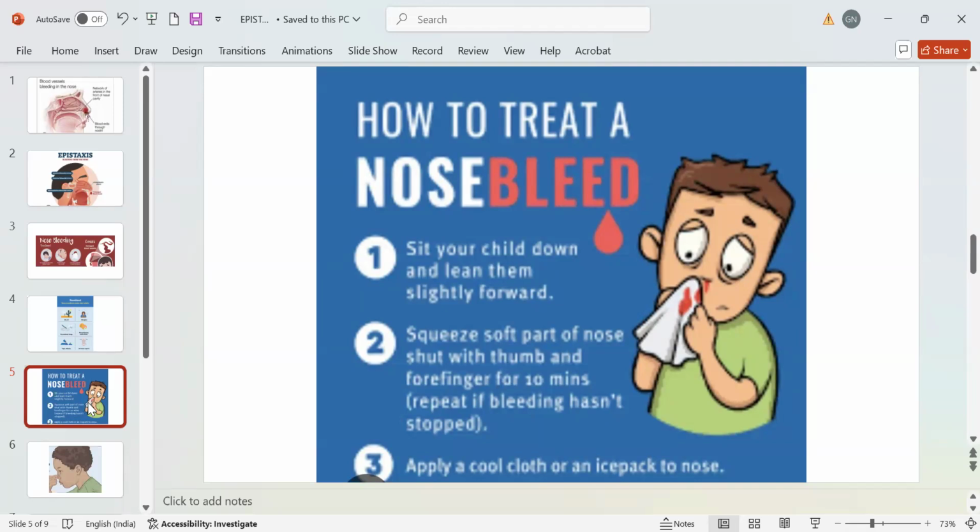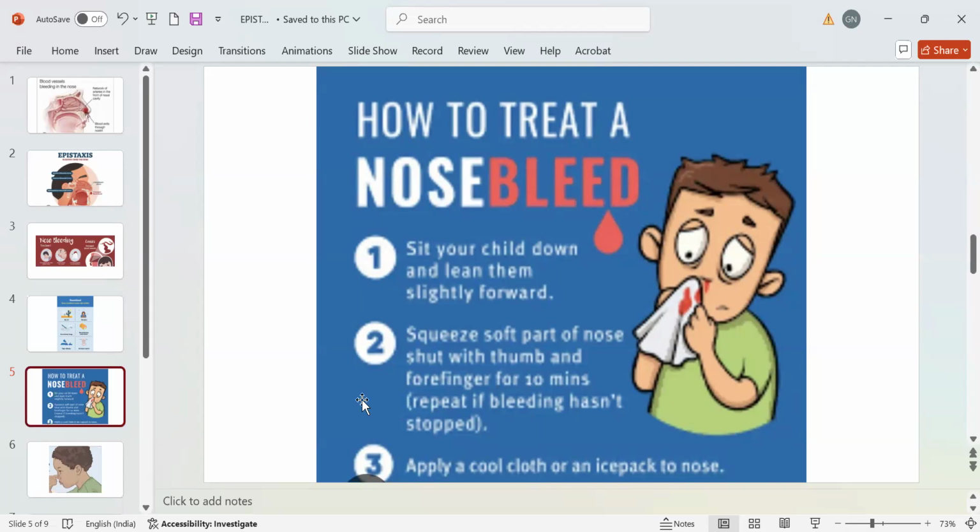You got my point. Why is the mother doing it backward? Because she is thinking the bleeding should stop. And definitely the bleeding stops. She is not seeing the blood in the anterior nostril. The blood is going backward. So it is important to make the child sit properly and lean slightly forward so that whatever blood is there should come out. It should not go backward. And then squeeze the soft part of the nose with thumb and forefinger for 10 minutes and then repeat.